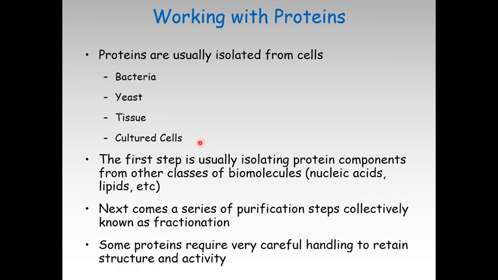Now, we are more interested in isolating proteins from bacteria. It's a much more inexpensive way of isolating proteins. And genetic engineering has given rise to synthetic biology, which is being used by various biochemists to engineer recombinant proteins. The first step is usually isolating protein components from other classes of biomolecules like nucleic acids, lipids, etc., because a cell has various different components in addition to proteins, right?